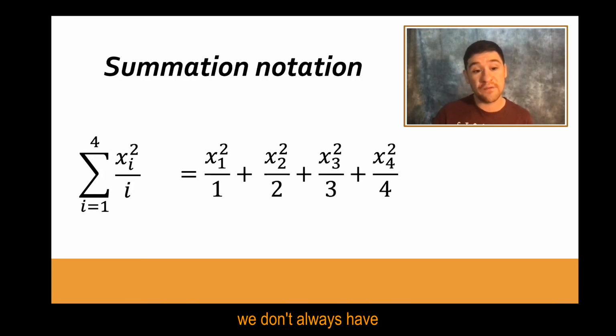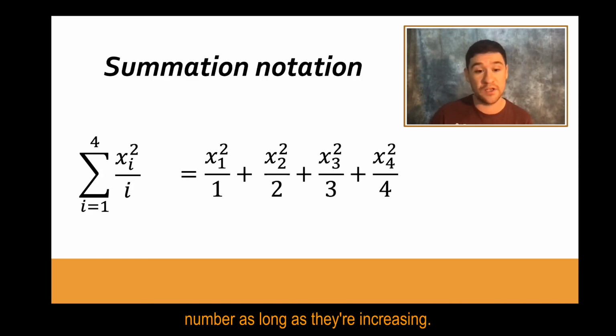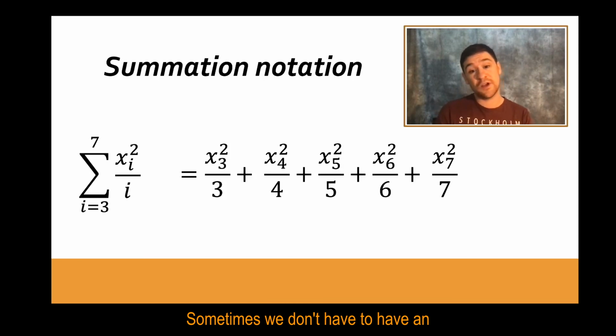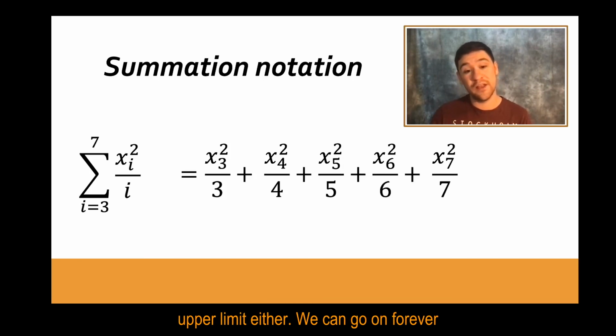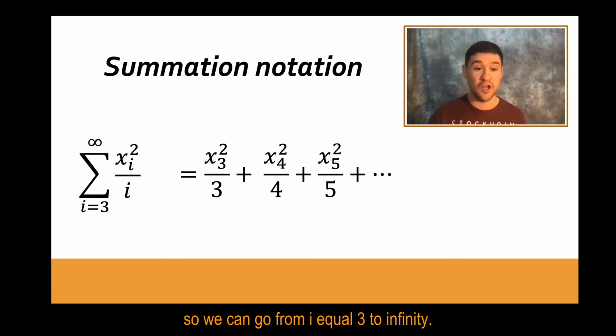We don't always have to start with I equals 1. We can go from any number to any number as long as they're increasing. So for example here, we can go from I equals 1 all the way up to 7. Sometimes we don't have to have an upper limit either. We can go on forever. So we can go from I equals 3 to infinity.